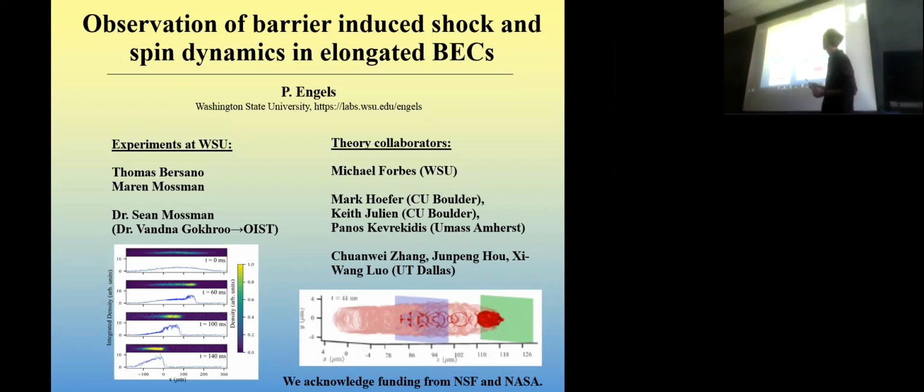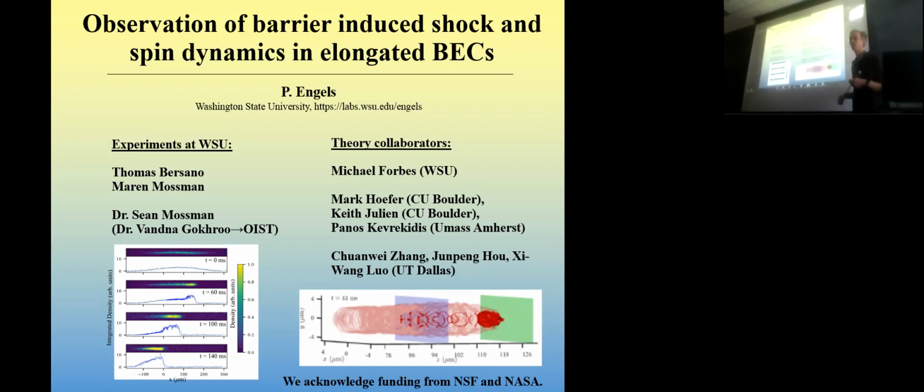So my group at Washington State University is actually an experimental group. So I'm an experimentalist, and I'll share some of our results with you. The people who do the experiments in the lab are graduate student Thomas Versal and Maren Mossman. Dr. Sean Mossman is a postdoc. We also had Bandner as a postdoc, who now is in Okinawa, the Okinawa Institute of Science and Technology.